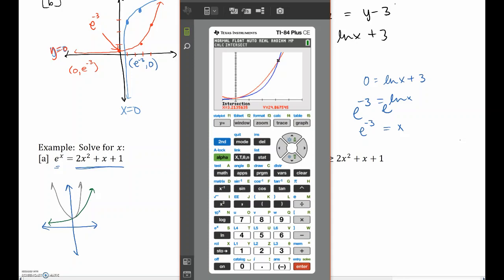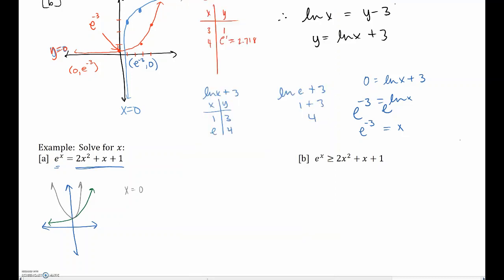And then if I want to find the other one, second, calculate. I don't know if I hit intersect that time. Let me try second, calculate, intersect. Is the first one the blue one? Yeah. Is the red one? Yeah. Where do you think your guess is? I think it's around 0. And look, they do intersect at 0. So there are 2 answers there. X equals 0, and the other one was x equals 3.21. So there are my 2 solutions using technology.